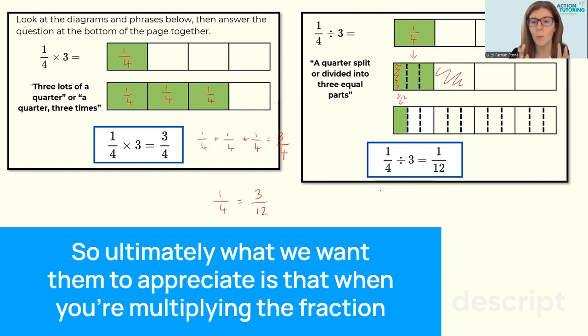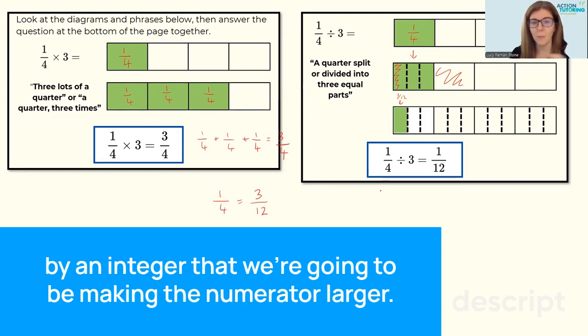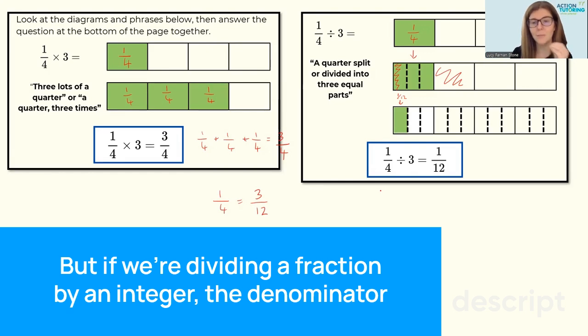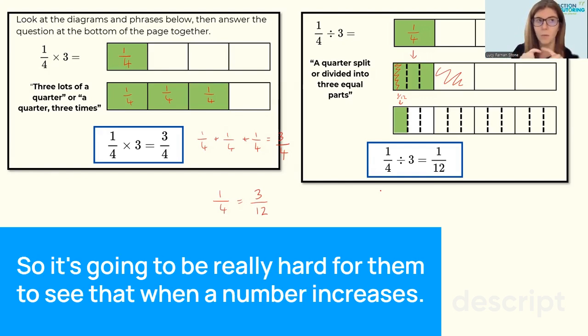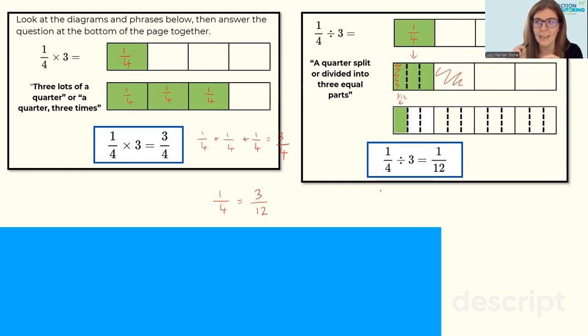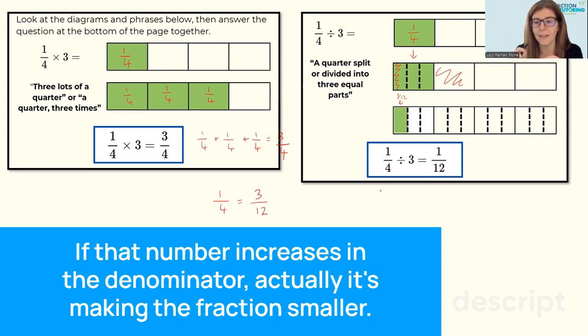So ultimately, what we want them to appreciate is that when you're multiplying a fraction by an integer, we're going to be making the numerator larger. But if we're dividing a fraction by an integer, the denominator will get larger because the overall fraction has got smaller. So it's going to be really hard for them to see that when a number increases in the denominator, actually it's making the fraction smaller.